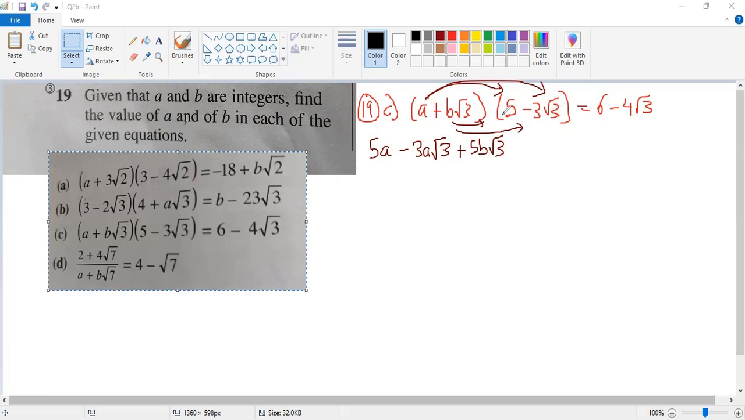This one times 3, not sure. Just put root 3 times negative 3 root 3 in the calculator. You'll get negative 9B. Okay, the 3 root 3 times 3 is 9, by the way. So 6 minus 4 root 3.